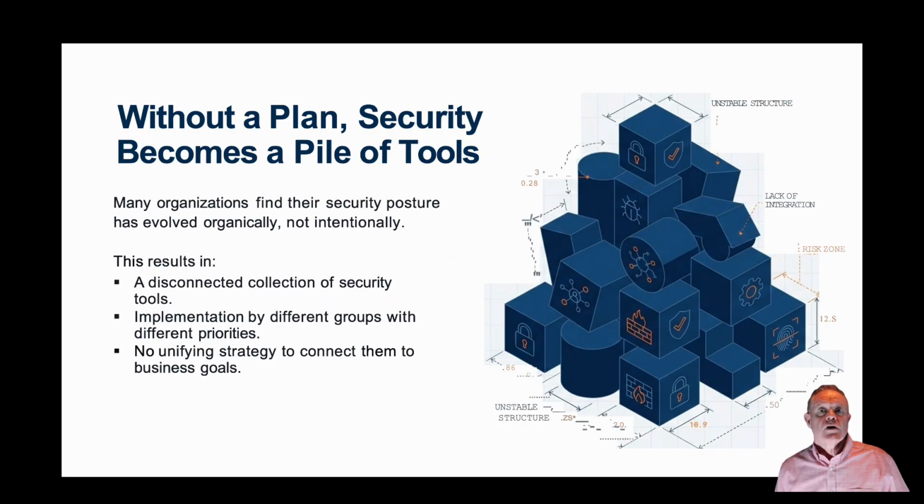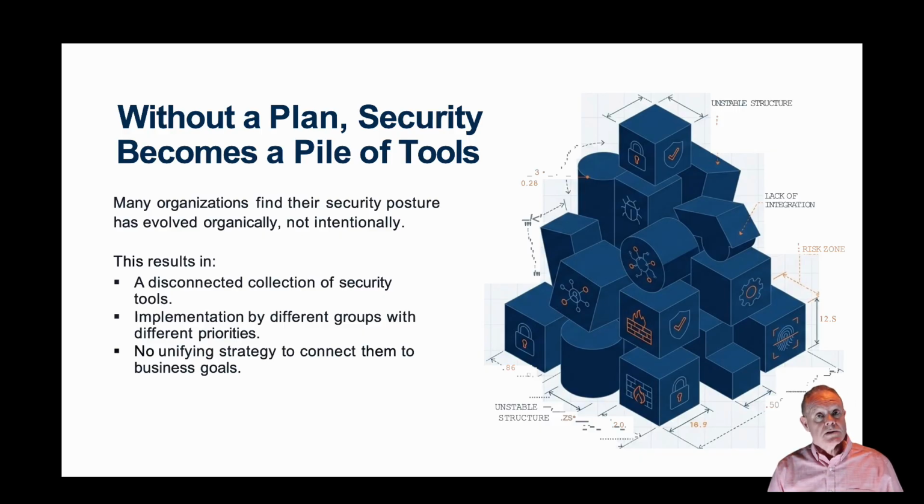Without a plan, security becomes a pile of tools. Here's the pattern we see again and again. Security grows organically, not architecturally. Different teams buy different tools. Controls are implemented for local problems, and no one connects them back to business objectives. The result isn't no security. The result is uncoordinated security, which is often worse.